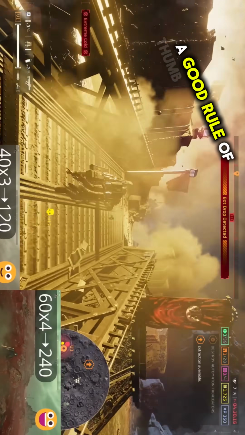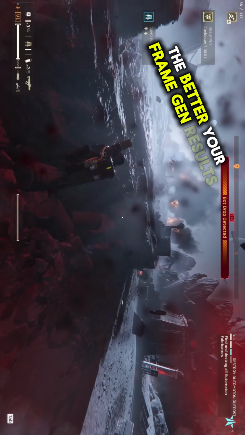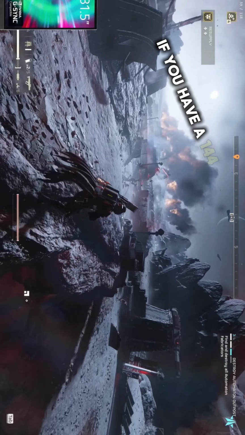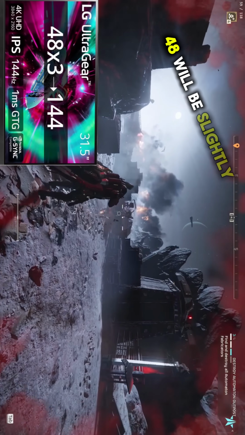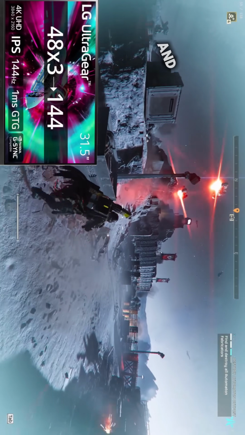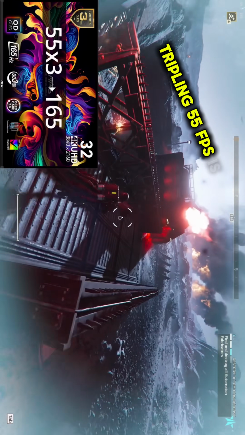A good rule of thumb is, the higher your base frame rate, the better your frame gen results will be. If you have a 144Hz monitor, then tripling 48 will be slightly better than tripling 40. And if you have a 165Hz monitor, tripling 55 FPS is even better.